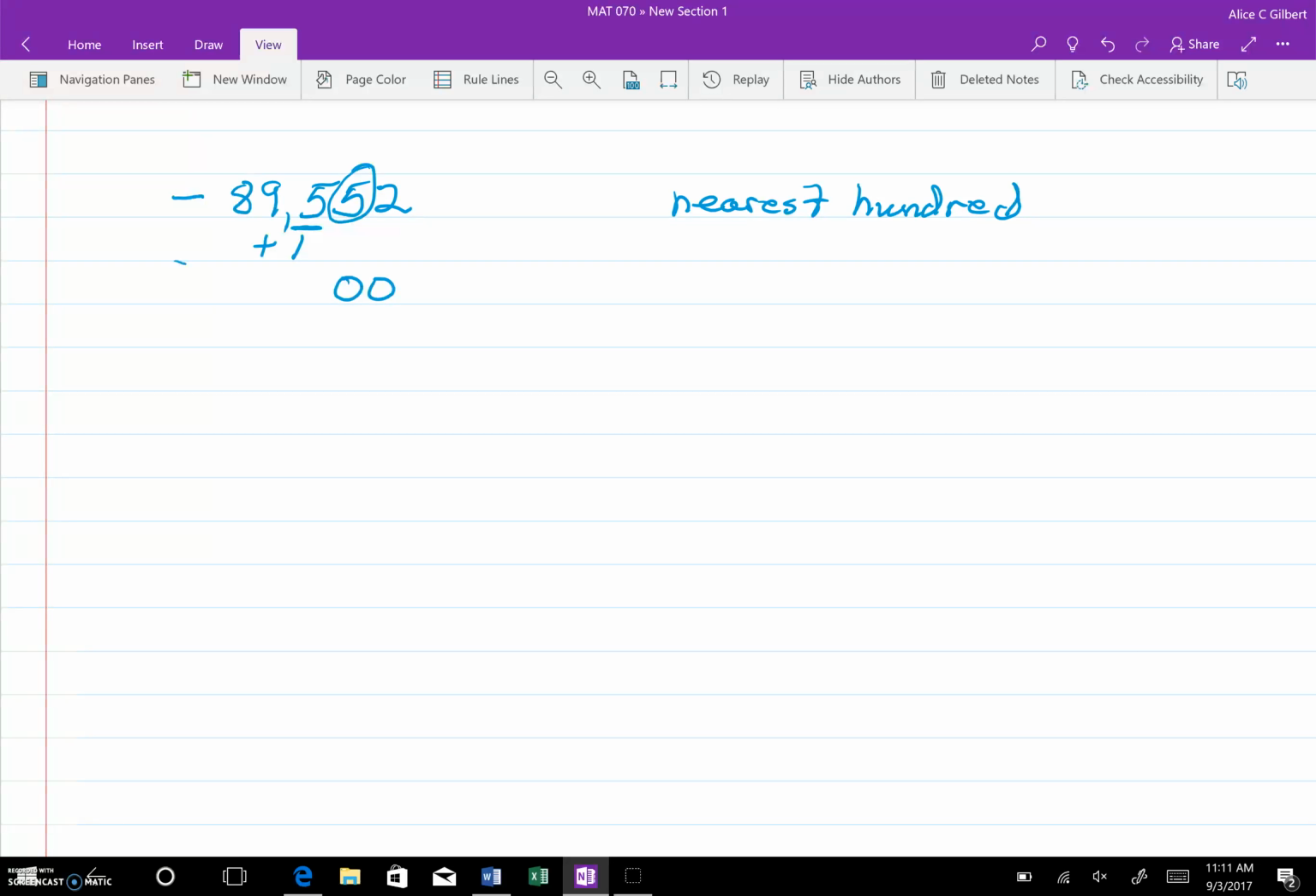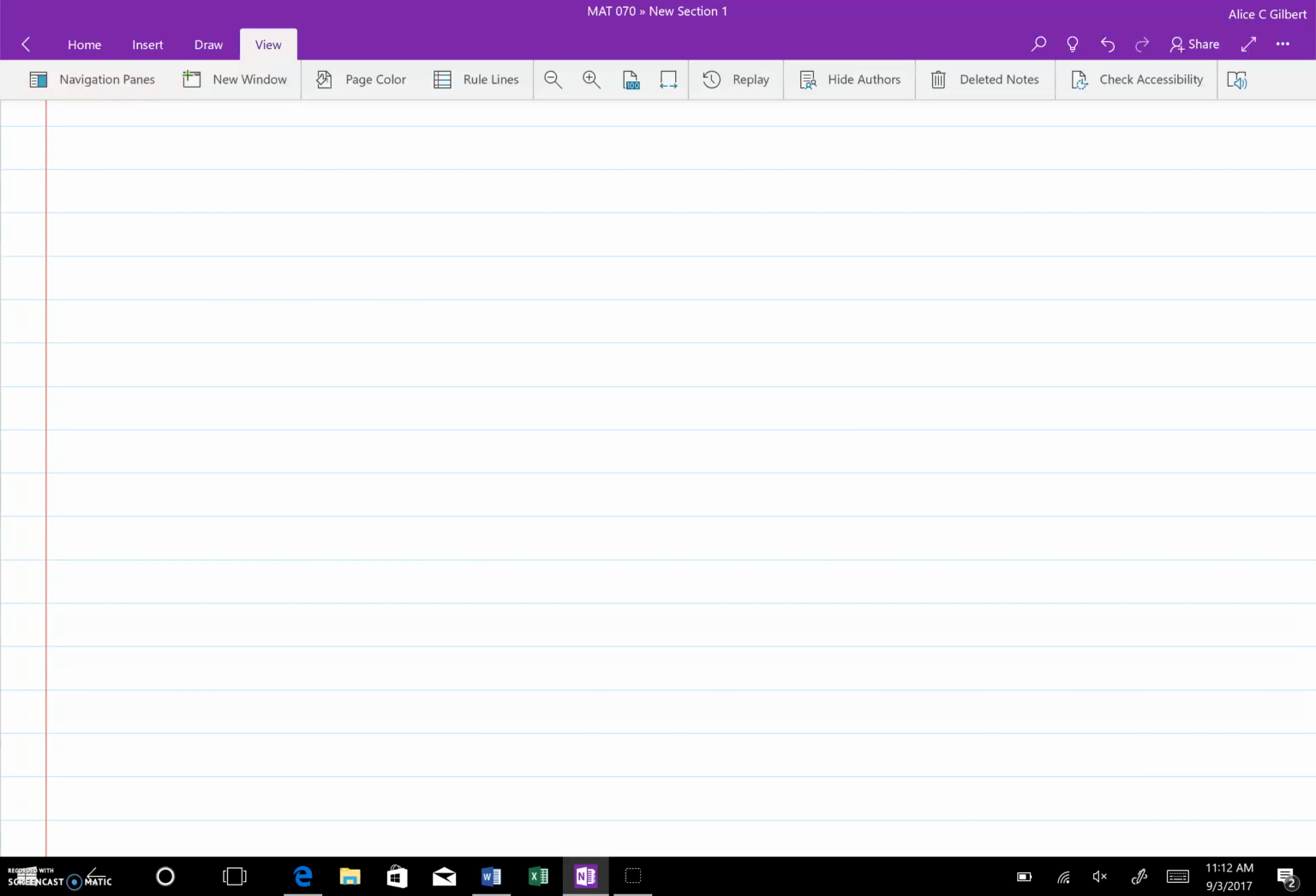5 plus 1 is 6. 9 plus 0 is 9. Remember your negative sign, and this is our rounded number. I'll come back and do a few more examples if I have time.